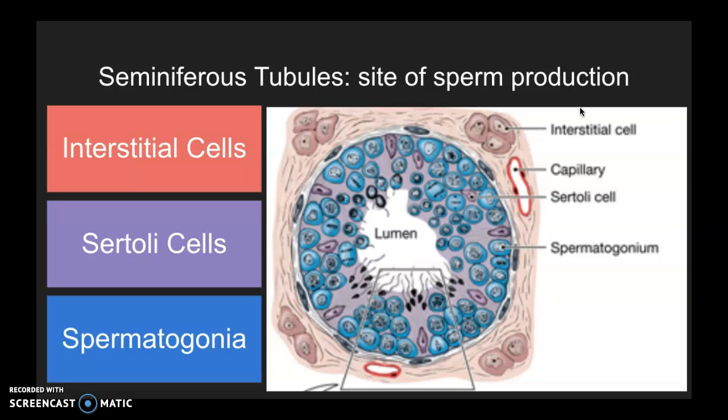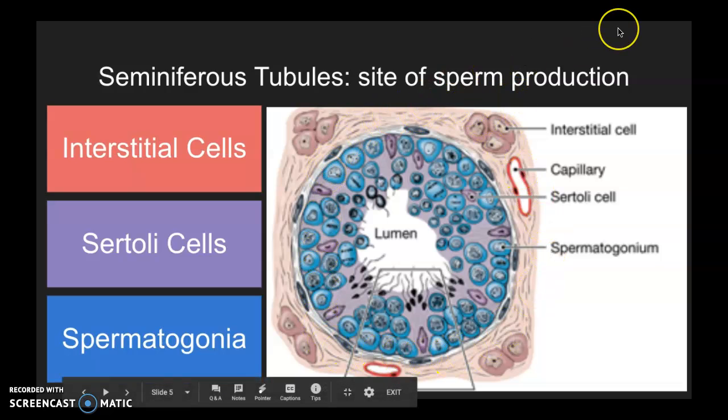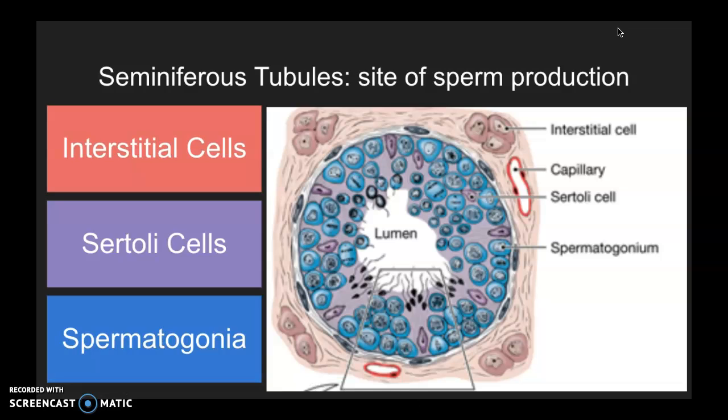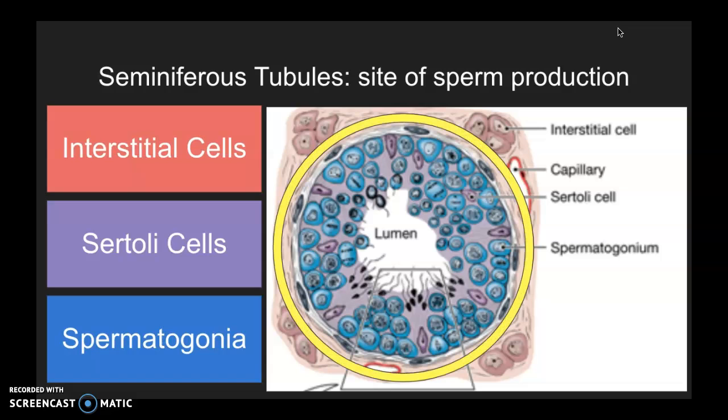The seminiferous tubules, as I mentioned before, are the actual site of sperm production, and they are shown in this image on the right-hand side of the screen. We can see that the seminiferous tubule has two distinct regions. The first, highlighted here in yellow, is the actual tubule itself, and it is composed of two different cell types. The first being the Sertoli cells, which are in purple, and the second being the spermatogonia. And the spermatogonia are the cells that will actually mature into sperm cells.